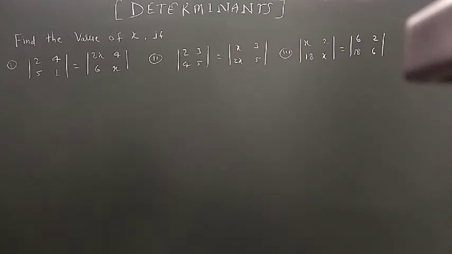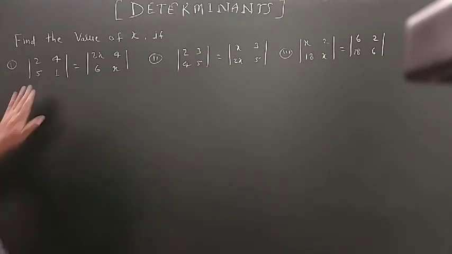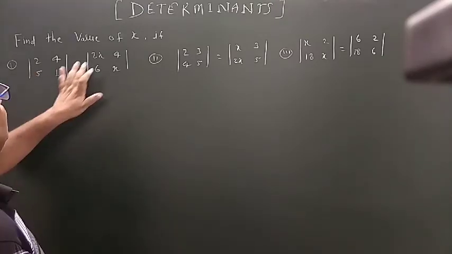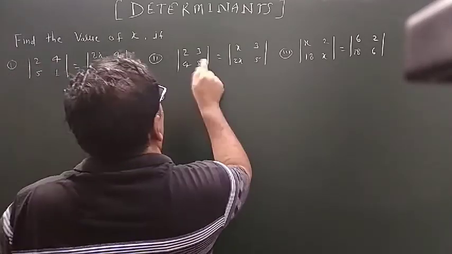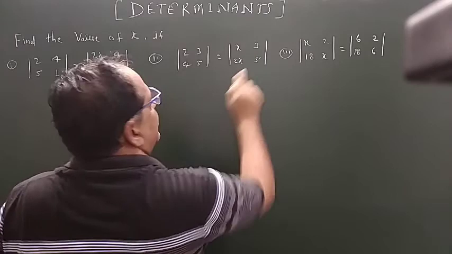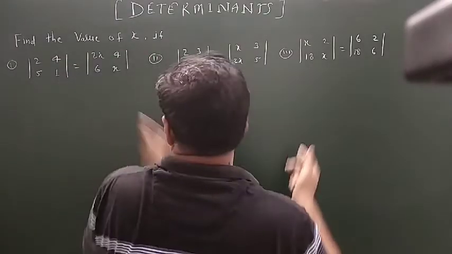Now some more questions. Find the value of x if determinant |2 4; 5 1| is equal to |2x 4; 6 x|. In the second part, determinant |2 3; 4 5| equals |x 3; 2x 5|, and the third is also the same as the first two.